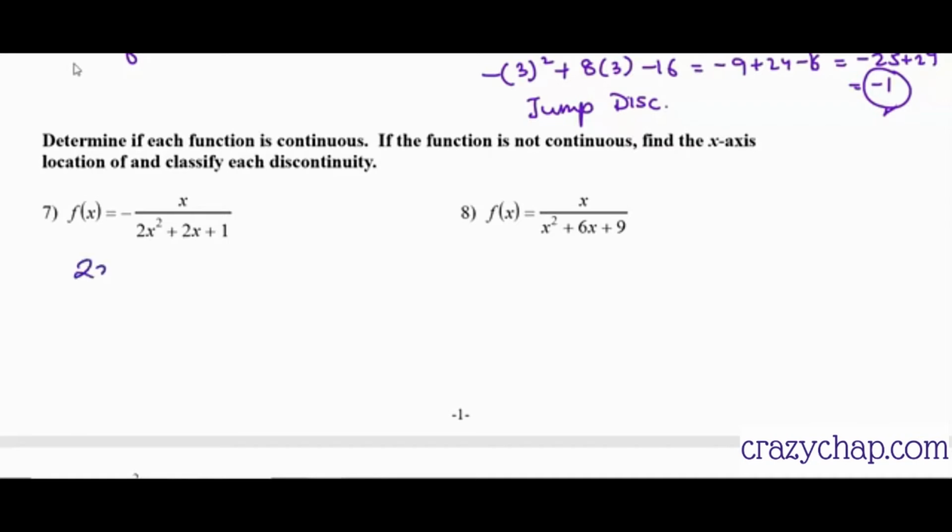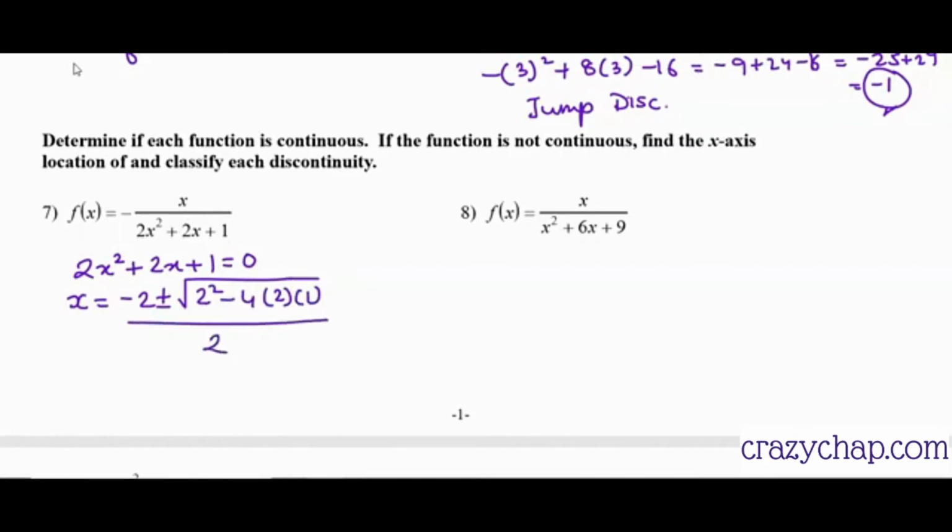So I'm just using a quadratic formula, 2x squared plus 2x plus 1 equal to 0. I'm just checking whether for any value of x this makes 0 or not. So you know how to solve a quadratic function. We'll use the quadratic formula: minus b plus minus square root of b squared minus 4 times a times c, whole divided by 2 times a, which is 2 times 2.